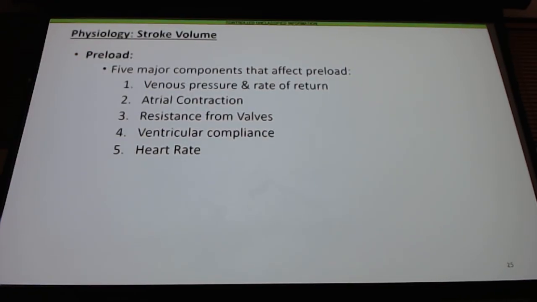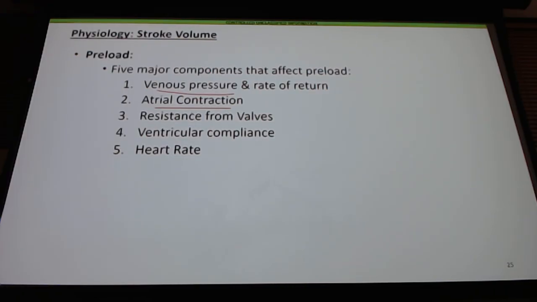And there are lots of things that go into factoring in what makes up your preload. So how much blood is coming back to the heart in the first place. That's going to be important because you need that volume to actually be in the heart, ready to get into the ventricle. Your atrial contraction, because about 25% of your end diastolic volume in the ventricle comes from that atrial contraction. So if you have a condition such as atrial fib, where you lose that atrial contraction, then you're losing about 25% of your volume.